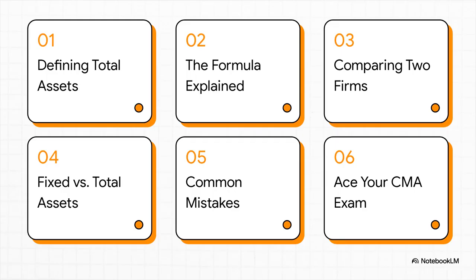First, defining total assets turnover. Second, the formula explained. Third, comparing two firms. Fourth, fixed versus total assets. Fifth, common analytical mistakes. And finally, number 6, how to ace your CMA exam.